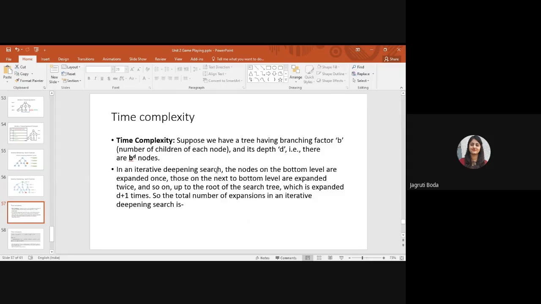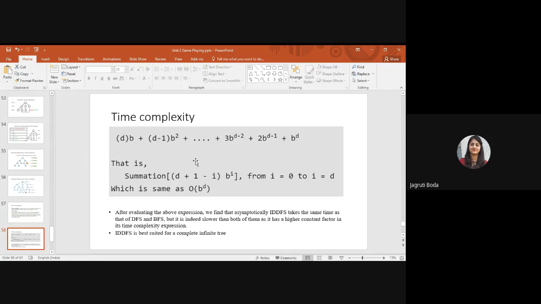In an iterative deepening search, the nodes on the bottom level are expanded once. Those on the next-to-bottom level are expanded twice, and so on, up to the root of the search tree, which is expanded d plus 1 times. So the total number of expansions in an iterative deepening search can be calculated in this manner, where d is the depth and b is the branching factor.